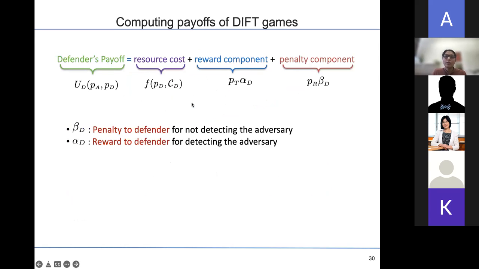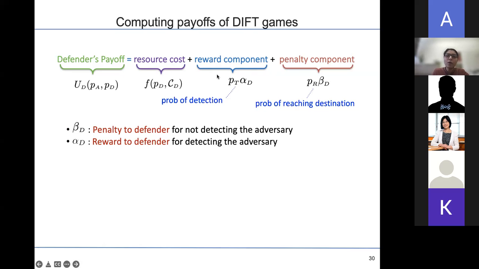So now I'll go into the third component of the game, which is the payoff structure. We are considering the defender's payoff consisting of 3 key components. The first component is the resource cost. It is a function of the defender's policy and the cost CD. Here CD denotes the cost associated with each node. So CD of SI is the node cost associated with node SI.